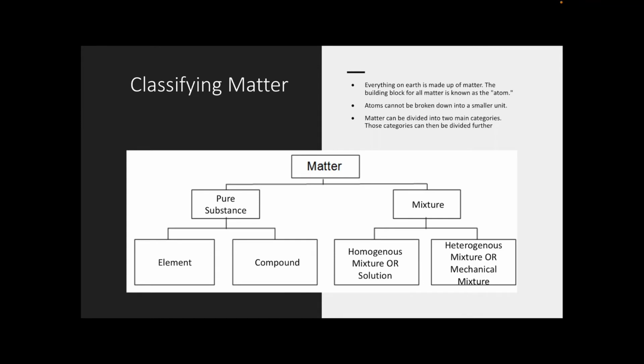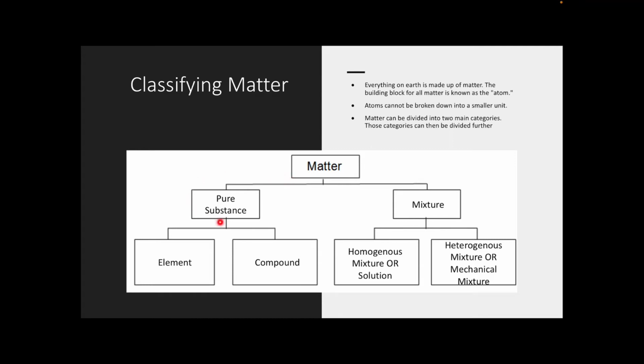And so when we talk about matter, it can be divided into two main categories, which can then be divided further. So first, looking at the left side, we can have a pure substance, or if you look to the right, we can have a mixture.